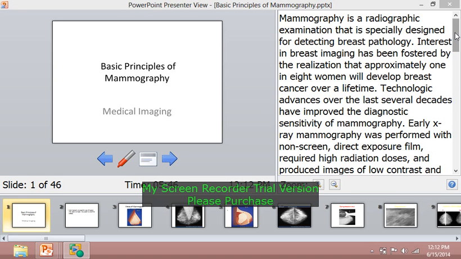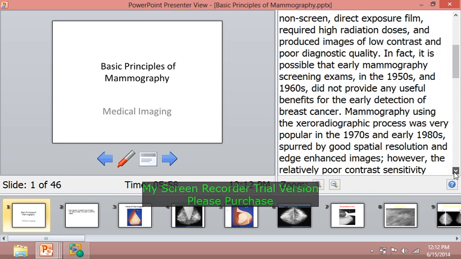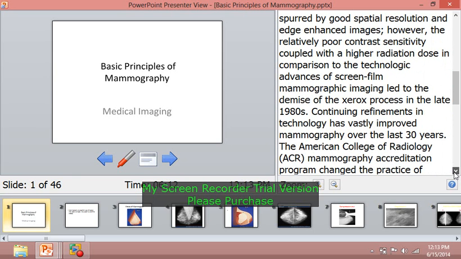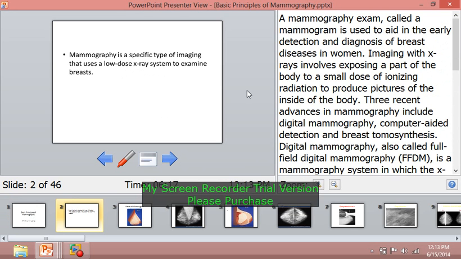So in breast imaging we have direct film exposure and digital and xeromammography, that is using Xerox film. So in fact it is possible that early mammography screens in the 1950s and 1960s only developed with the realization of breast cancer. And now we have the American College of Radiology, which is improving this examination.